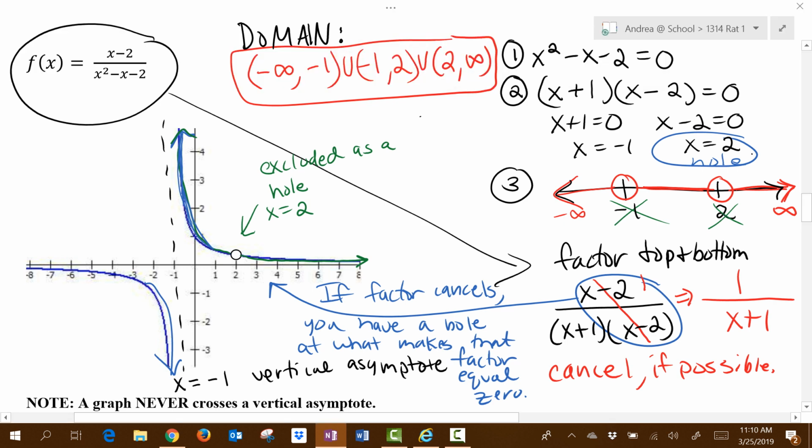Notice that x plus 1 did not cancel out. x plus 1 stays. Whatever factor does not cancel out of the bottom of the fraction, whatever makes that factor equal 0 will become a vertical asymptote on our graph.